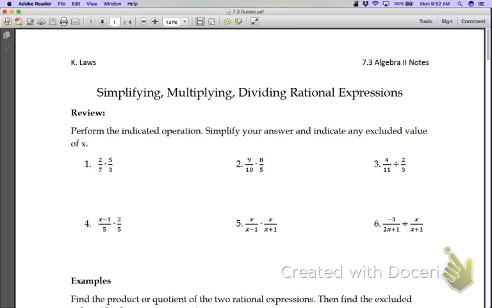All a rational expression really is, is a fancy name for saying that you have fractions that have variables or expressions in them. Okay? If I had 2/7 times 5/3, what would I do whenever you multiply? What do you do with the numerators? What do you do with the denominators? Just multiply straight across, right? So 2 times 5, and I would have 10. 7 times 3, and I would have 21, and I would just leave it like that.